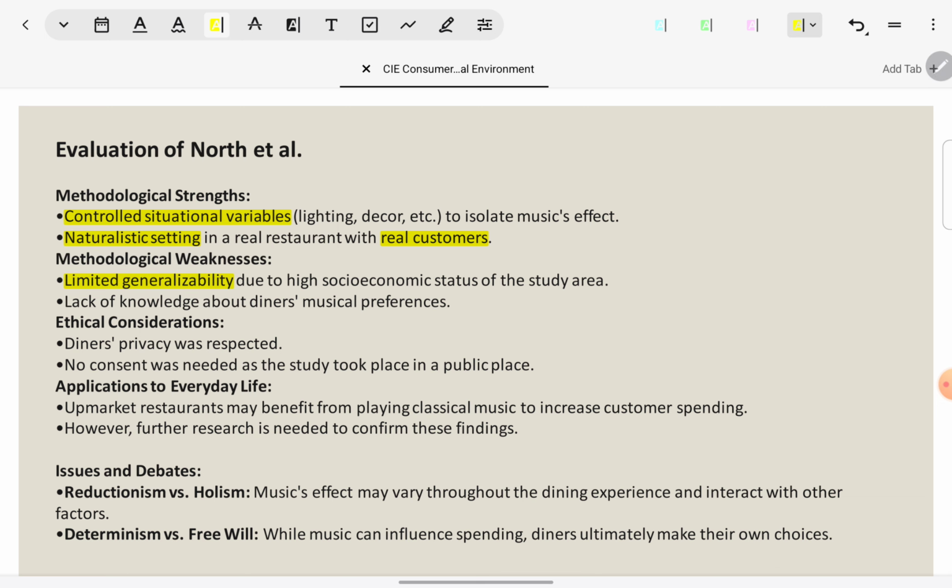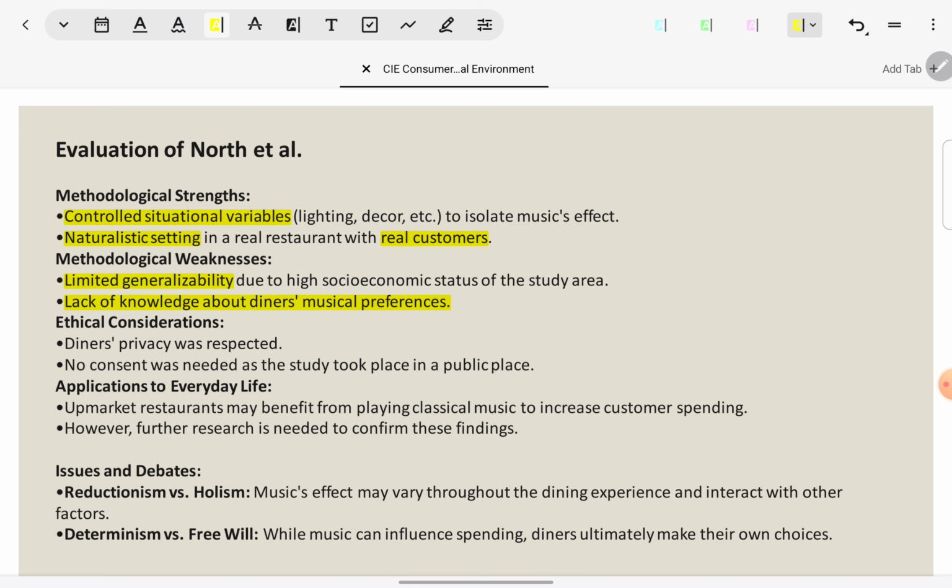Coming to methodological weaknesses, one thing is that they did their study in an upmarket restaurant, which makes for only the high socio-economic group of people becoming participants in the study. So results might not generalize to lower socio-economic status people or middle socio-economic status groups.